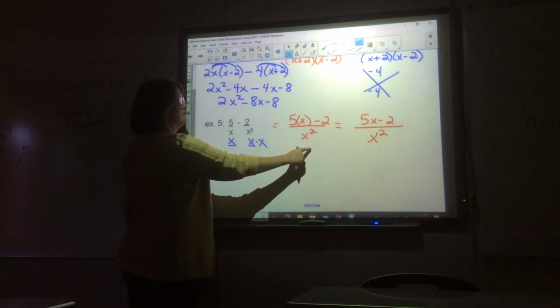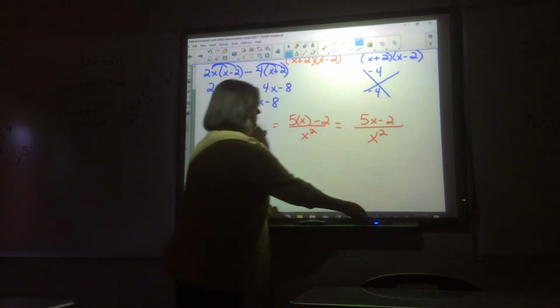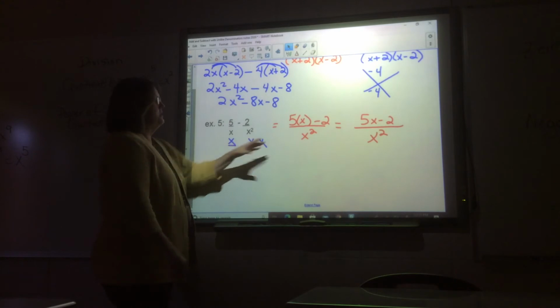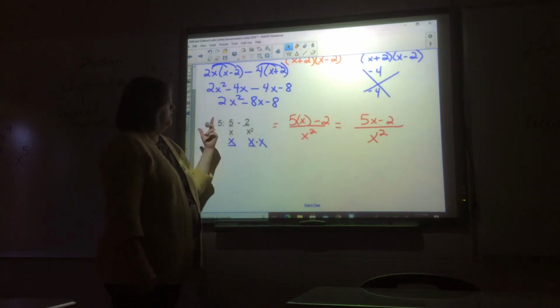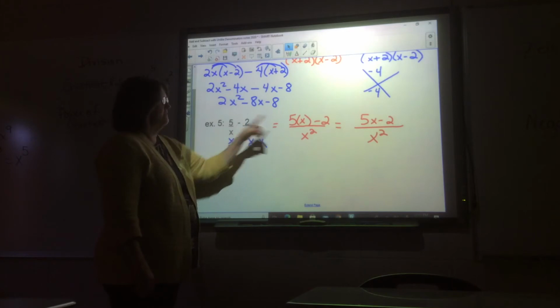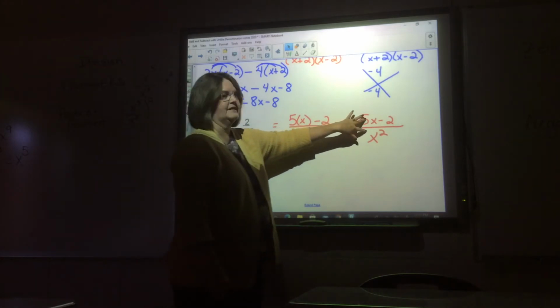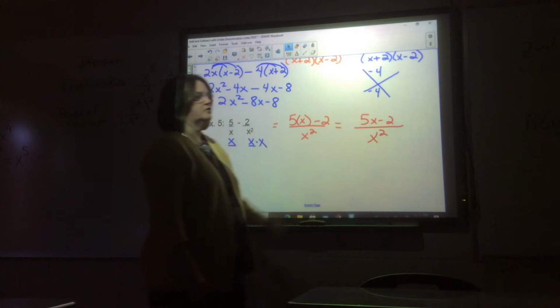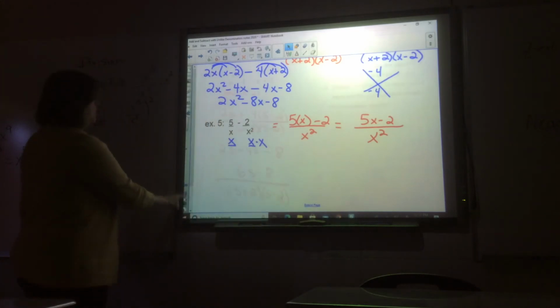Okay, got an x squared here. Now, what you want to do, since you have x squared right here, you need another x in this one, so I'm going to take 5 times x. That's 5x minus 2. That does not factor, nor does it simplify.